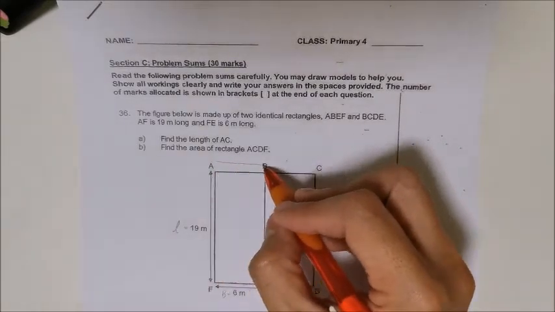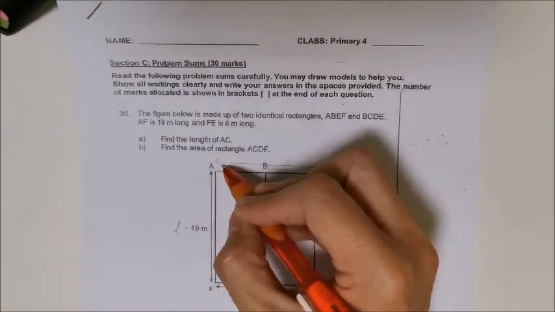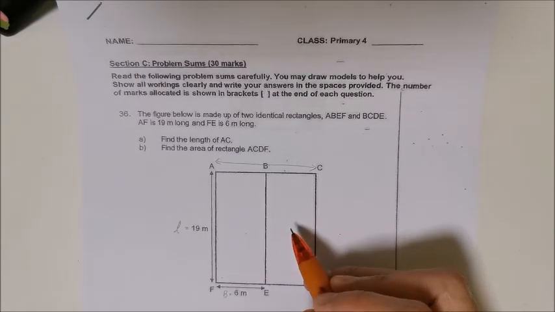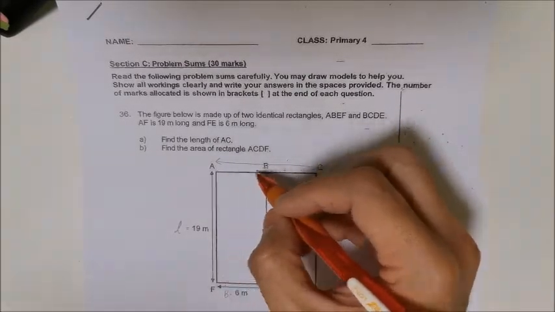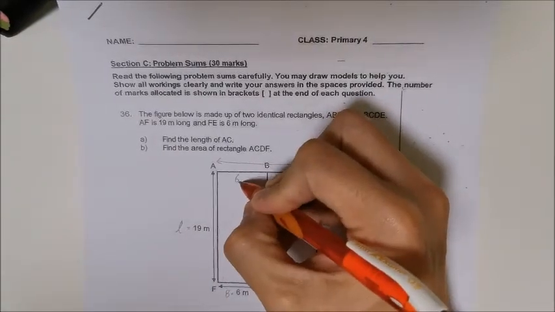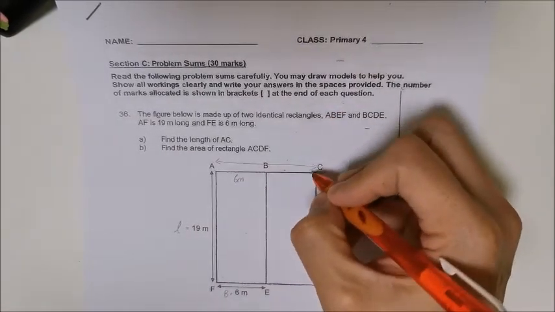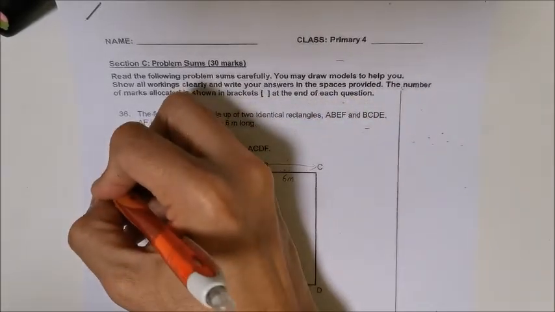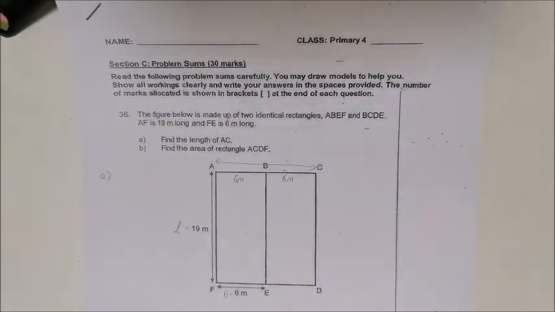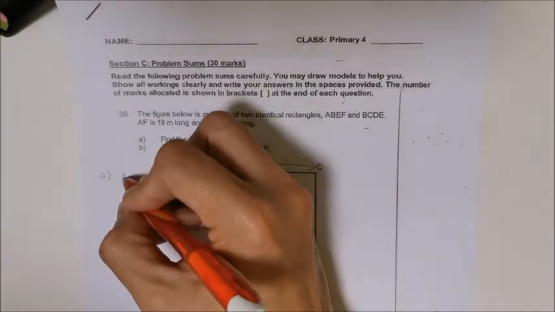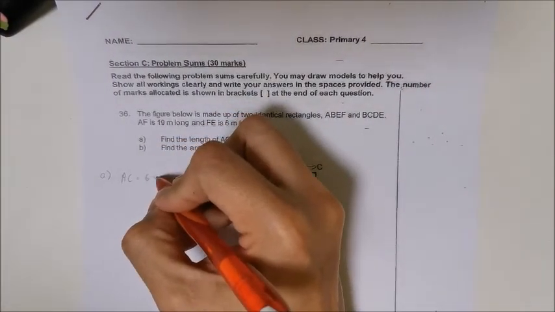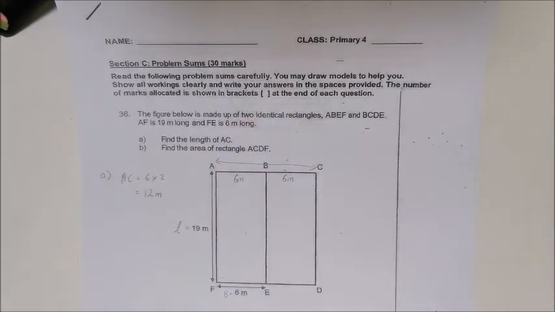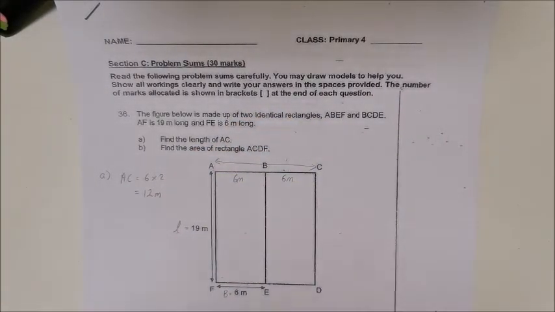AC is from here to here. These two are similar rectangles, that means they are the same. So AB is the same as this 6 meters because it's the breadth. So BC is also 6 meters, so we can get AC. AC is of course 6 times 2, which is 12 meters. Okay, so we are done with A.